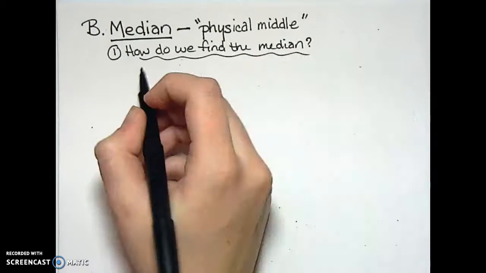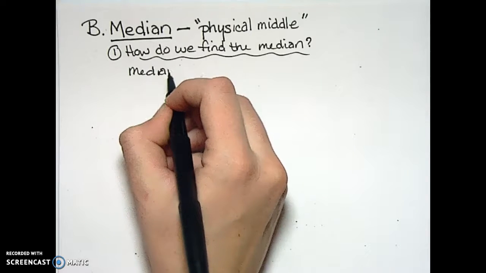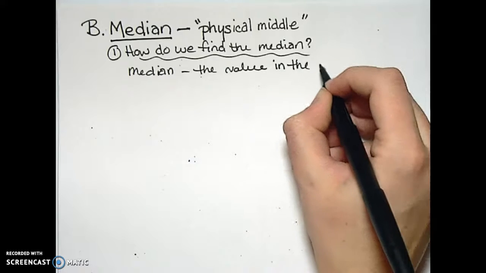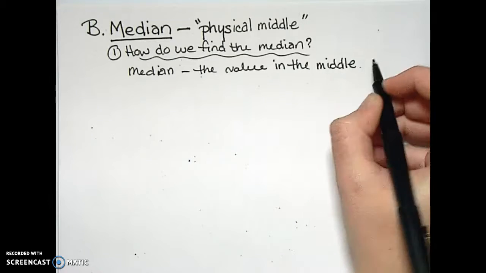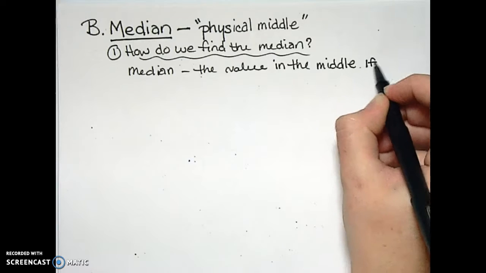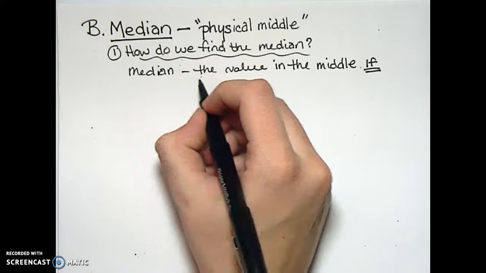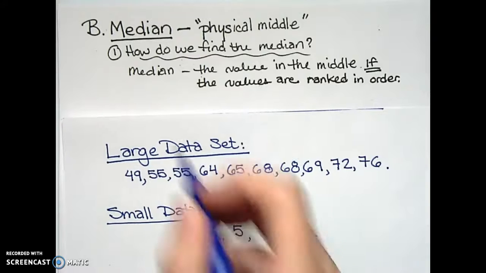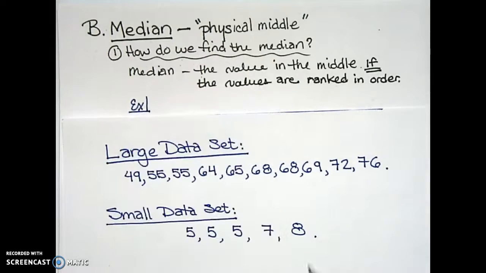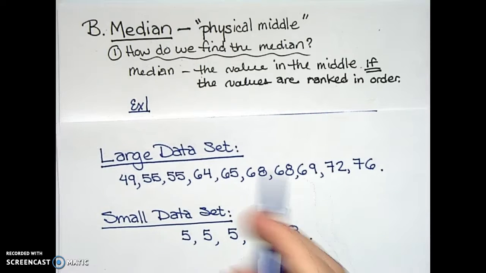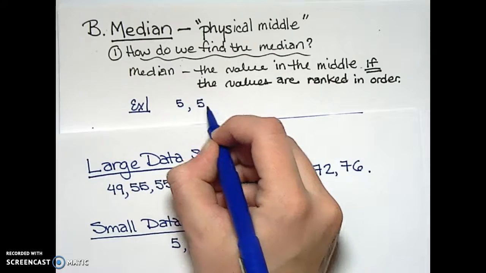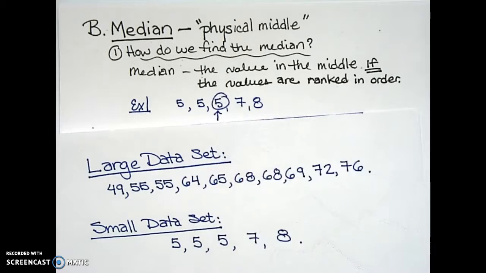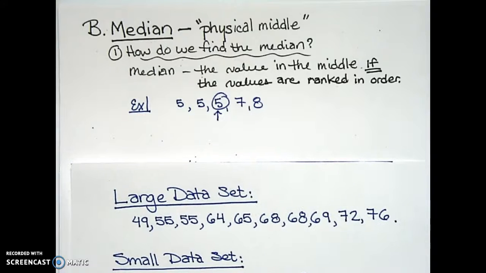We would say, well, the median is going to be the value that is in the middle of the data set if the values are ranked in order. So let us consider our small data set of 5 values right here to see an example of how to calculate the median. We have the values 5, 5, 5, 7, 8, which are fortunately for us listed in increasing order, and we have a total of 5 values, so the one in the middle is this 5 right here. So we would say that the median of this data set is 5.